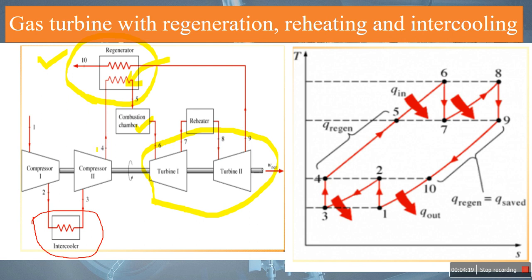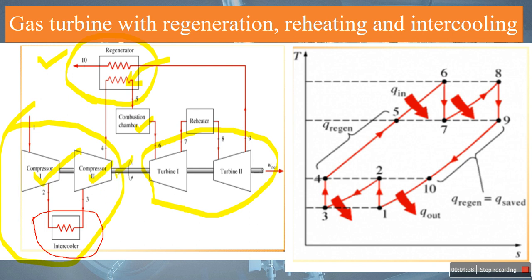Before that regenerator, we focus now on the compressor. What are the stages in the compressor? A two-stage compressor is used with the help of an intercooler. This is the low pressure compressor, and this is the high pressure compressor, and it is provided with the intercooler.